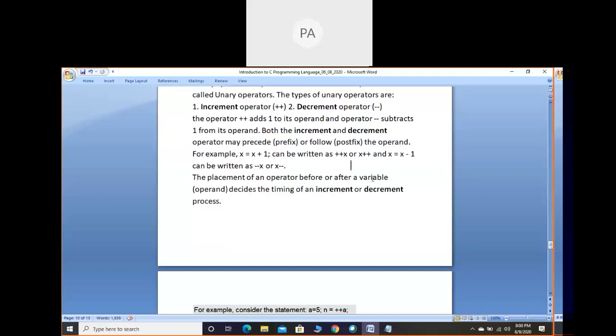The placement of an operator before or after a variable decides the timing of an increment or decrement process means, see, if we are using only ++x or x++, it will do the same. The operation is same. In addition to the ++ operator, if we come across any other type of operator like equals to, that is the assignment operator, or in C++ we have an operator called insertion, or an operator called extraction. In this way, if in that particular statement it comes across any other type of operator, then comes the question: what do we have to do?